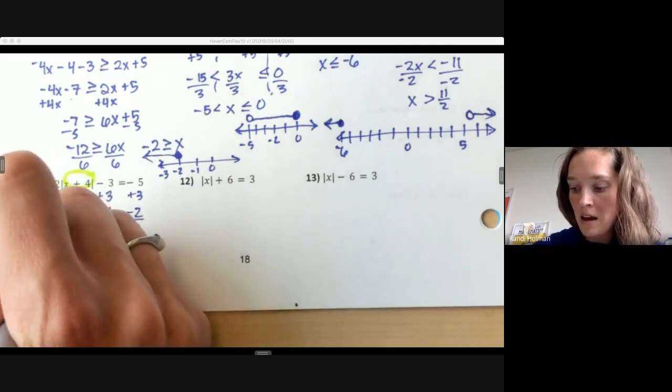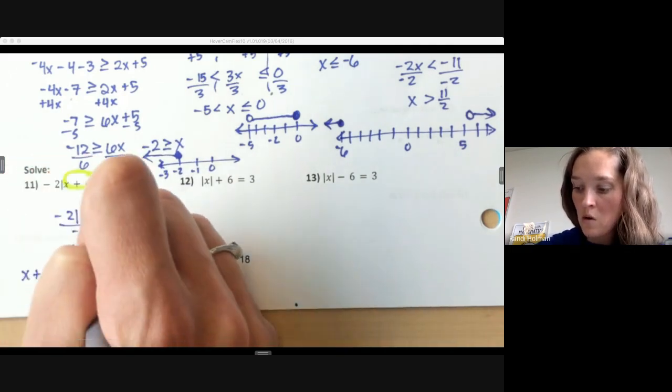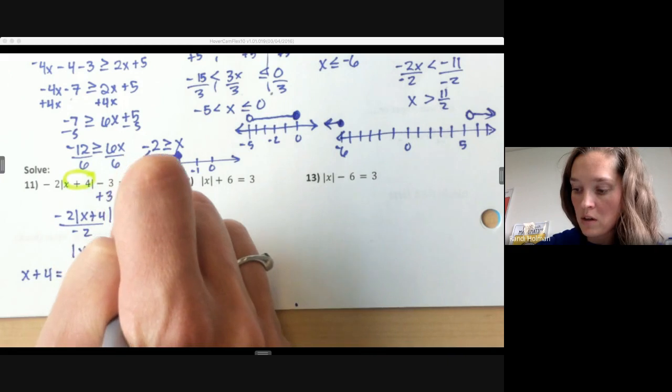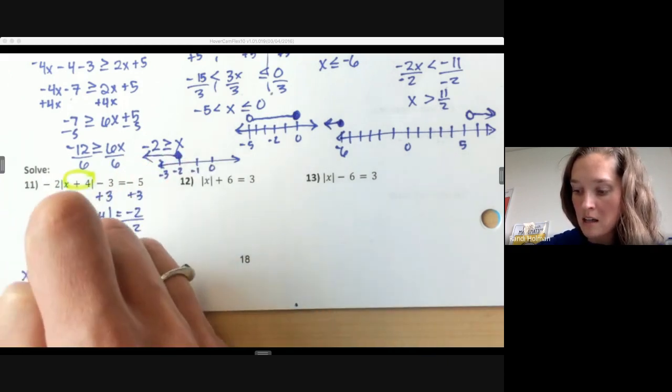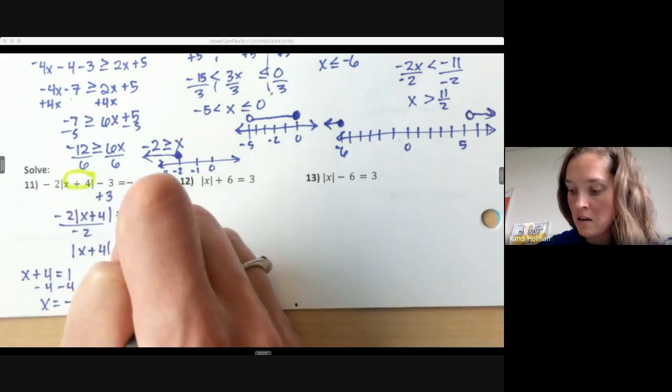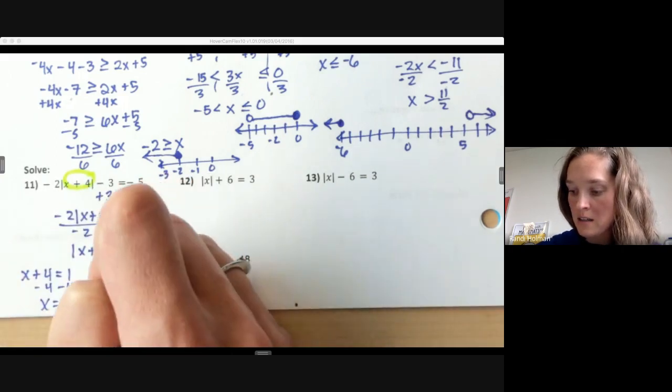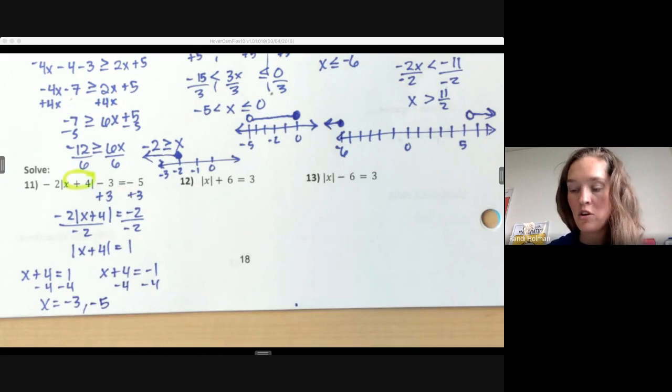So that means x plus 4 could equal 1, or x plus 4 could equal -1. Subtract 4 from both sides. X could equal -3, or x could equal -5. Make sure you check your answers.